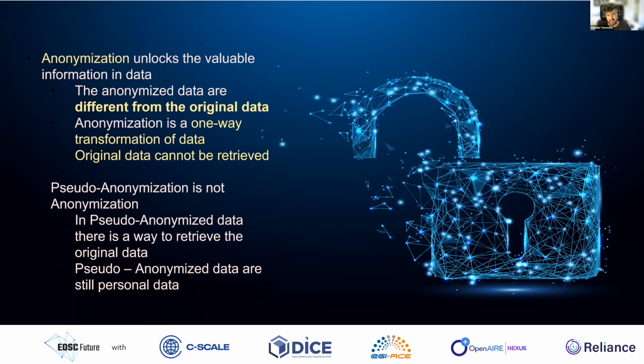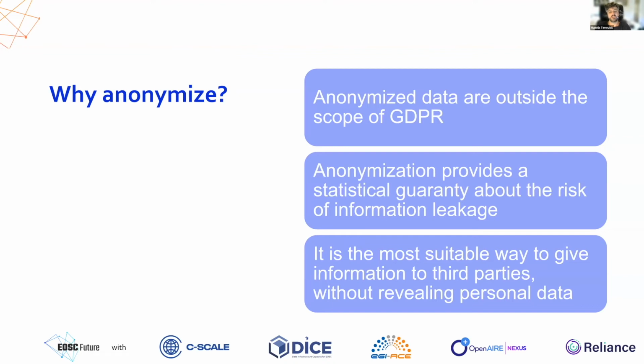So a key difference from the legal perspective is that anonymous or anonymized data fall outside the scope of GDPR. You are not constrained to use them as personal data, but you can use them freely. And on the other hand, pseudonymous data remain personal data, protected to a degree, but still personal data. So the best motivation to anonymize is that we take the data outside the scope of GDPR.